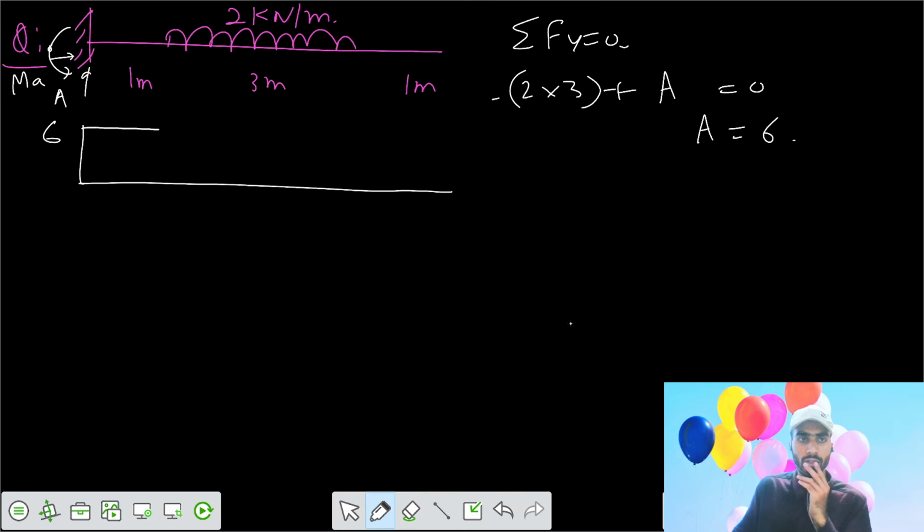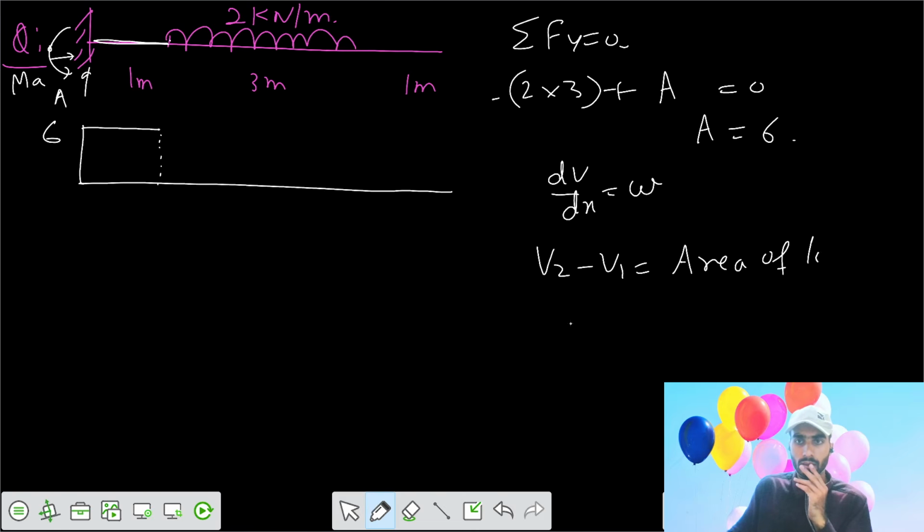Then there's no change in the shear force because in this region there's no UDL acting. After that there is no change in shear force. Then we write that dV by dx equals the loading intensity W, but the loading here is minus because negative loading is downwards. We write that V2 minus V1 equals the area of the loading diagram.